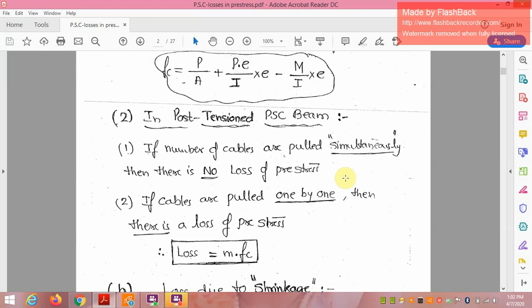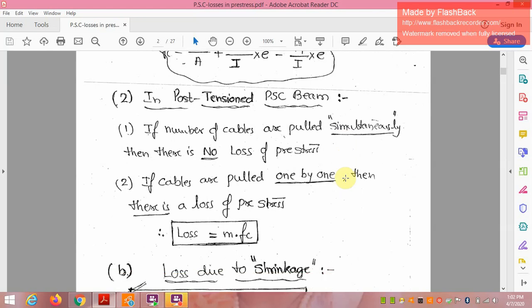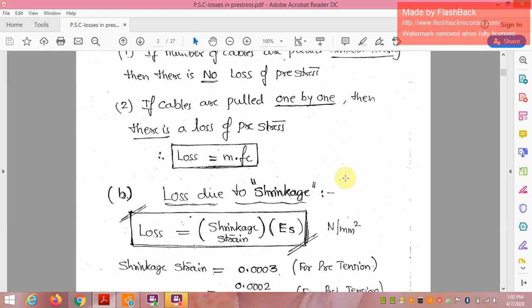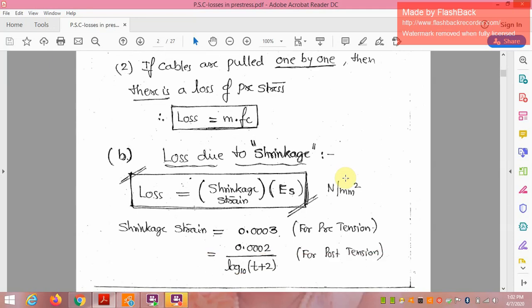So in the post-tension PSC beam, if the number of cables are pulled simultaneously, then there is no loss. If the cables are pulled one by one, then there will be loss in the pre-stress. Therefore loss is equal to m into fc.